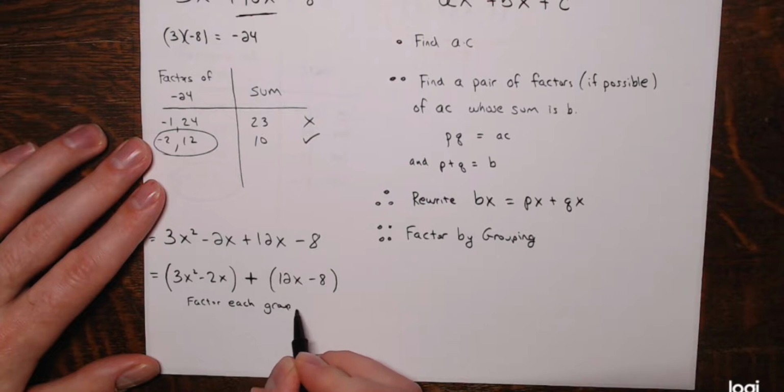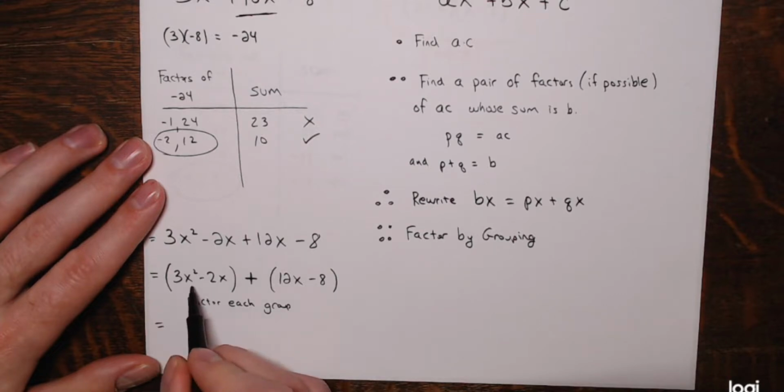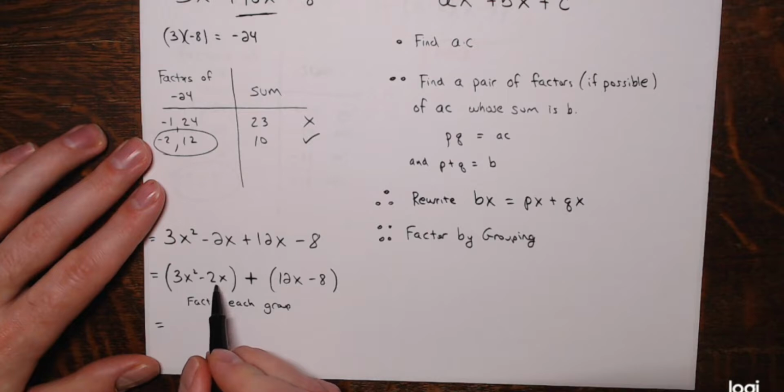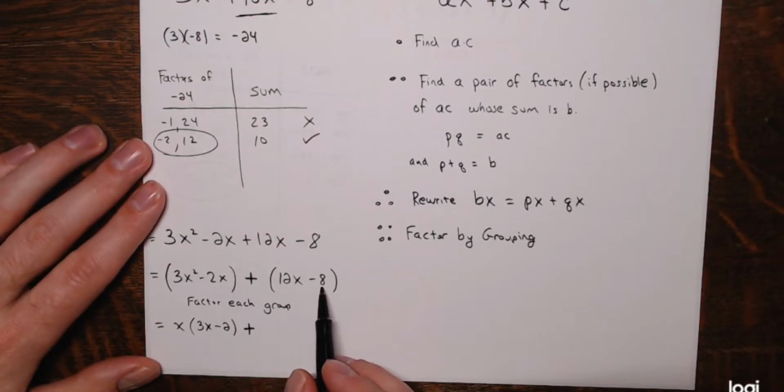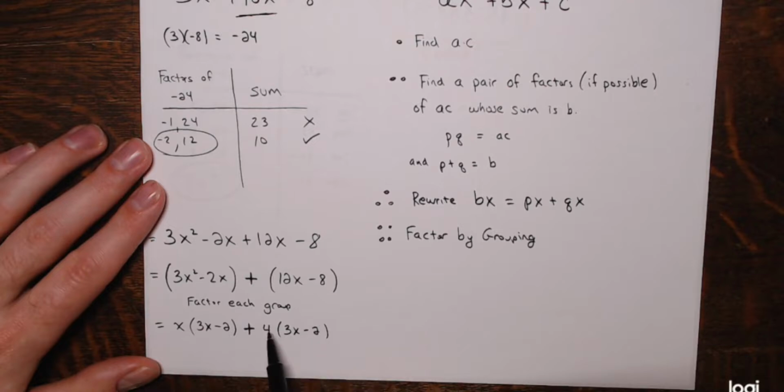Right. So the first group, 3x squared minus 2x, those have a common factor of just x. So I pull x out. If you pull x out from this first half, you have 3x minus 2. If you were to redistribute x, you'd get 3x squared minus 2x, right? Plus, the second group, 12x minus 8, their greatest common factor is 4. If I pull 4 out, I'll have the same factor remaining, 3x minus 2. That'd be 12x minus 8.